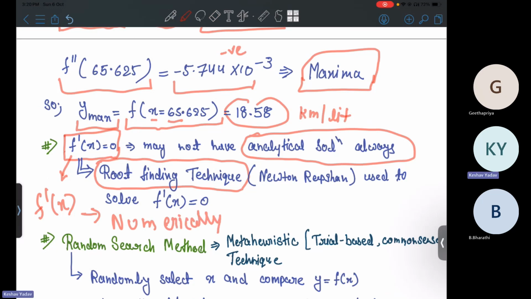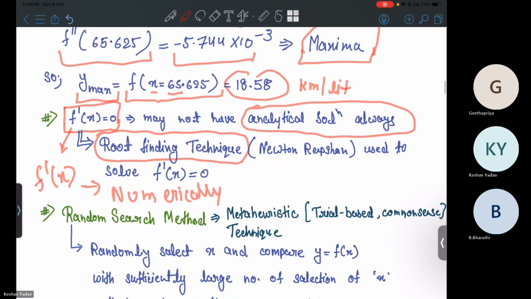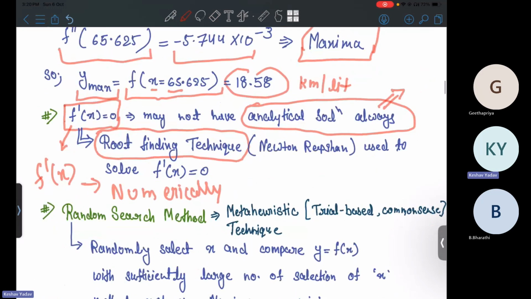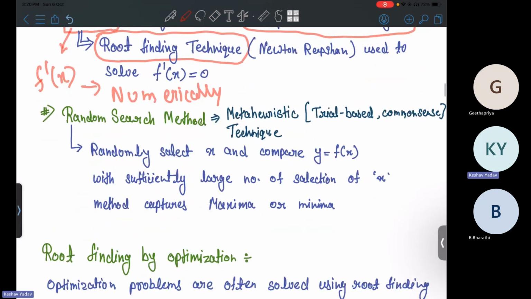Means what? The one dimensional unconstrained optimization problem is converted into a numerical problem of root finding. And we already have studied the root finding methods. Some root finding methods we have studied, some we will discuss here. So let us move towards the numerical methods to solve this one dimensional unconstrained optimization problem.